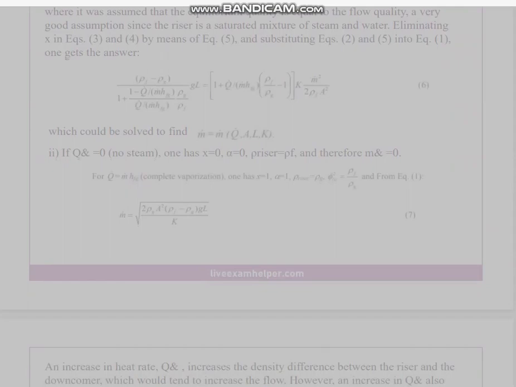where it was assumed that the equilibrium quality is equal to the flow quality, a very good assumption since the riser is a saturated mixture of steam and water. Eliminating x in equations 3 and 4 by means of equation 5 and substituting equations 2 and 5 into equation 1 gets the answer, which could be solved to find m-dot. If q-dot equals 0, no steam, equation 1 has x equals 0, alpha equals 0, rho_riser equals rho_F, and therefore m-dot equals 0.